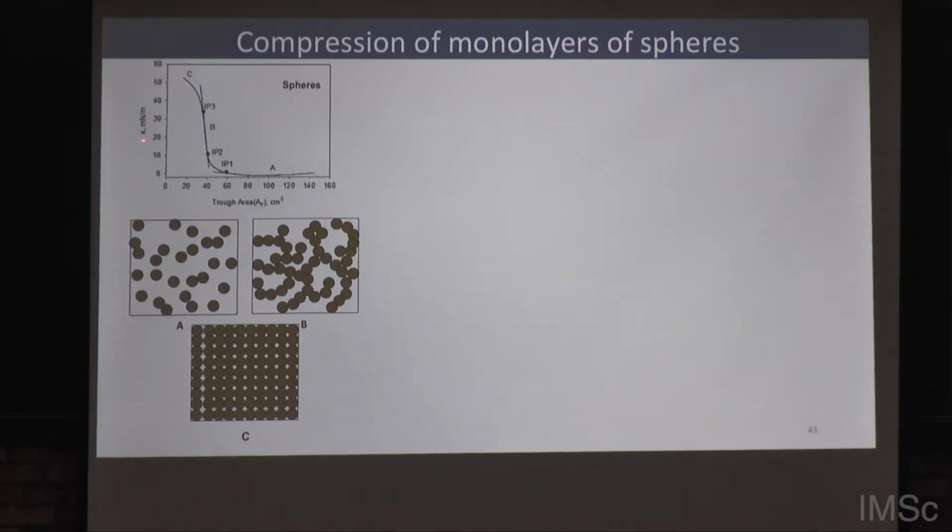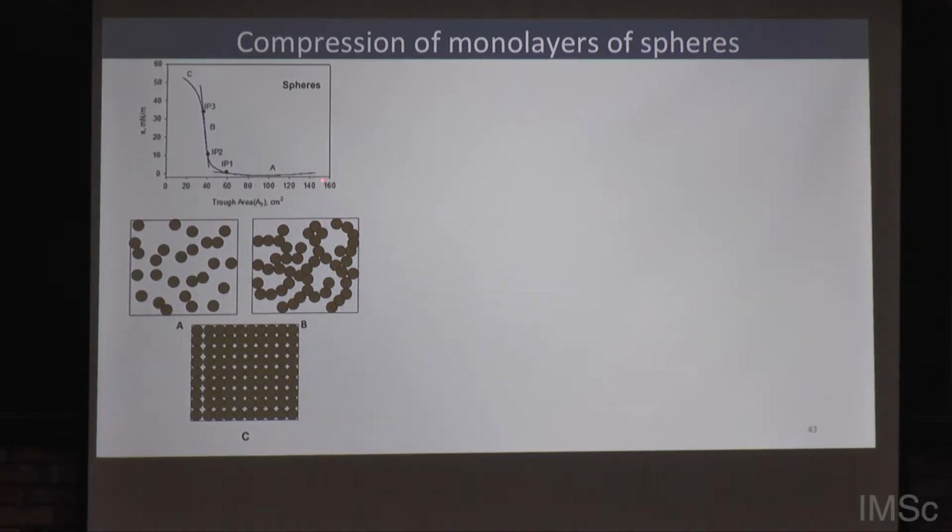This is the surface pressure as a function of trough area for a case where we had put in spherical particles at the interface. This initial region, which we call A, is a case where there is some kind of gas like state. You can think about these particles as hard spheres, non interacting. All that you are doing by compression is bringing them together. So initially the structure in this region A looks something like this. There could be some aggregates because the particles are not charged.